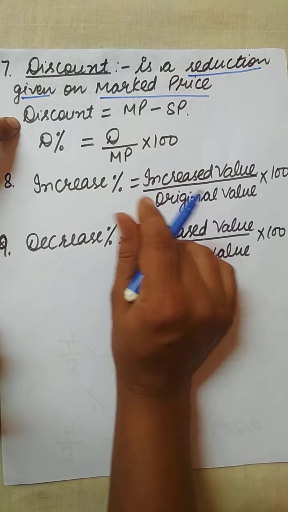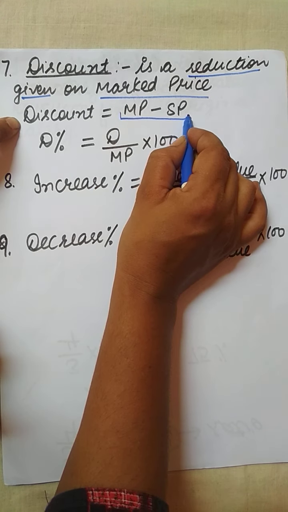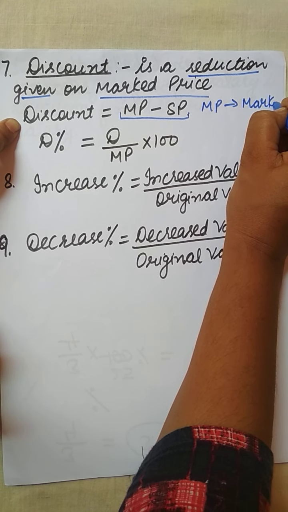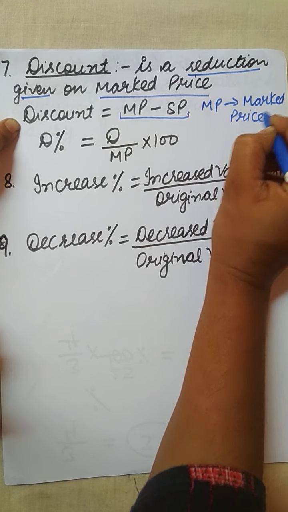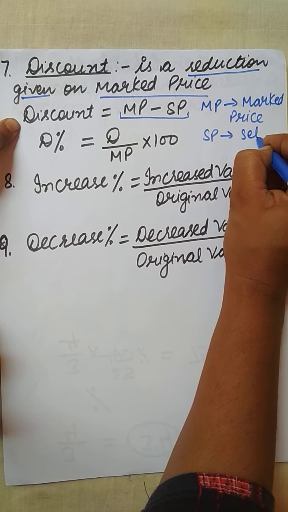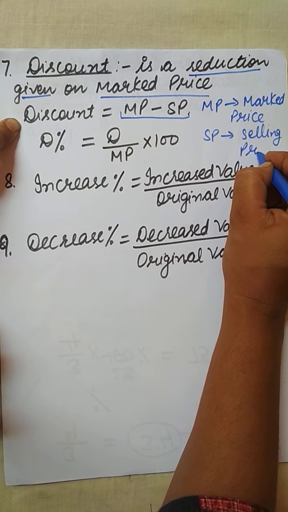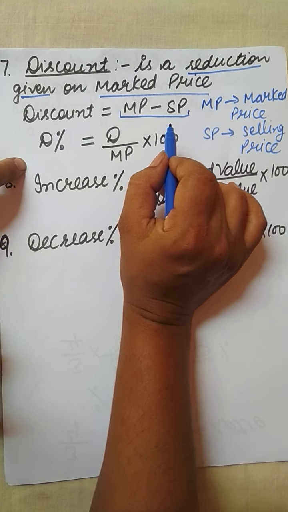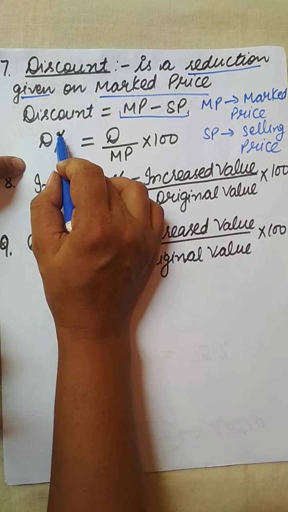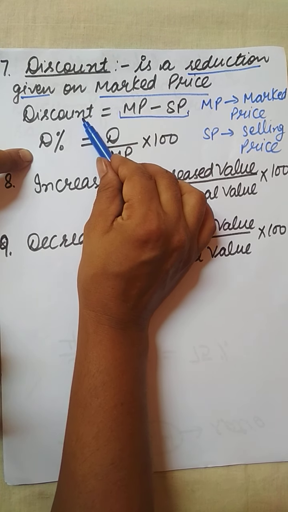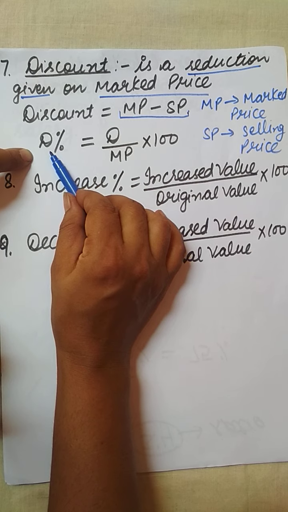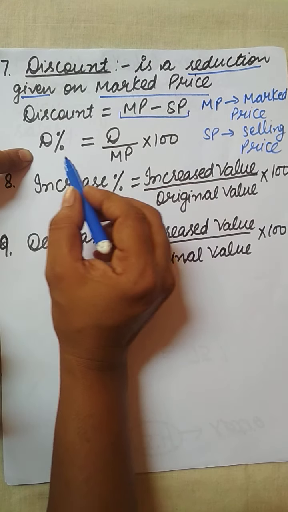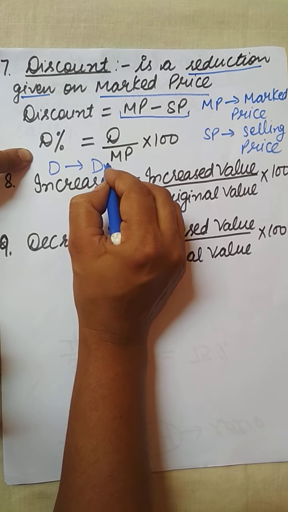So we can write here discount is equal to MP minus SP, where MP stands for the marked price and SP stands for the selling price. So discount is the difference of marked price and selling price. And similarly, we can calculate the discount percent, as we are calculating discount with respect to the marked price. So discount percent can be calculated as D upon MP multiplied by 100, and D stands for discount.